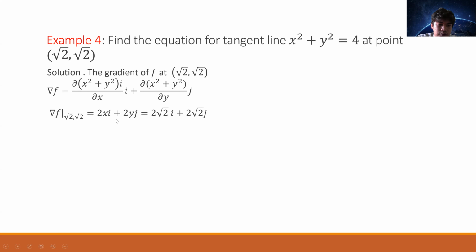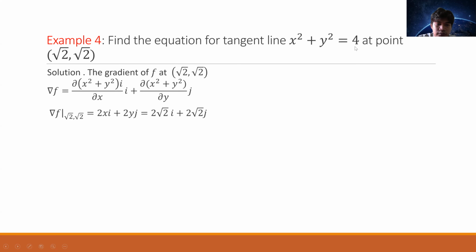The gradient vector at the point square root of 2, square root of 2 is equal to 2x i plus 2y j, which is 2 times square root of 2 i plus 2 times square root of 2 j, because the partial derivative of f with respect to x is 2x, since y squared is 0 and 4 is 0. The partial derivative with respect to y is 2y j, because the x term is 0 and the 4 is 0.